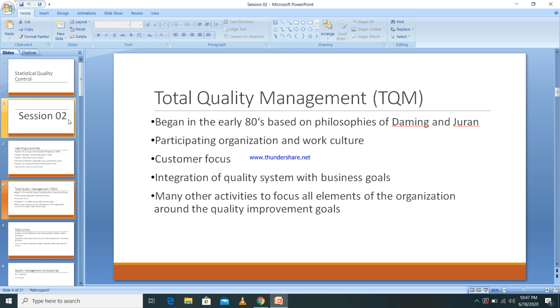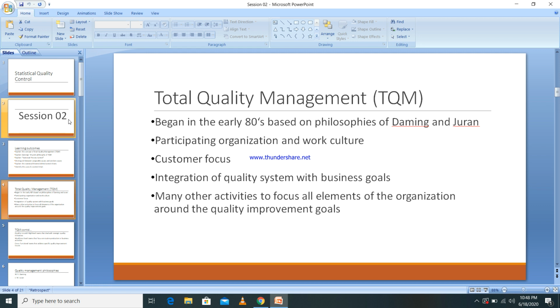In these philosophies we are discussing participation in the organization and work culture, and all of these philosophies are based on the customer. They focus on the customer. I hope you remember when we defined the traditional definition of quality, I told you there was less focus on the customer compared to the modern definition. In total quality management you have more focus on the customer. And also there is integration of the quality system with business goals. That is, in order to achieve the business goals, how are you going to maintain quality? That is what we discuss in total quality management.